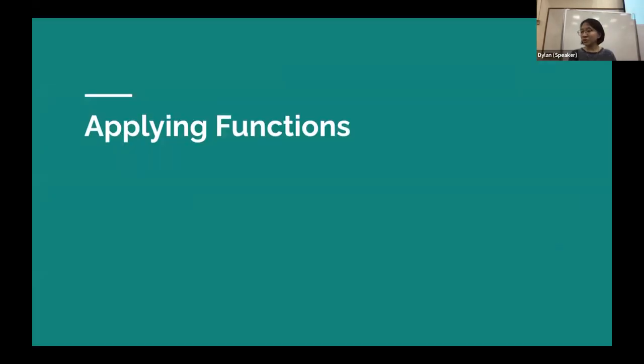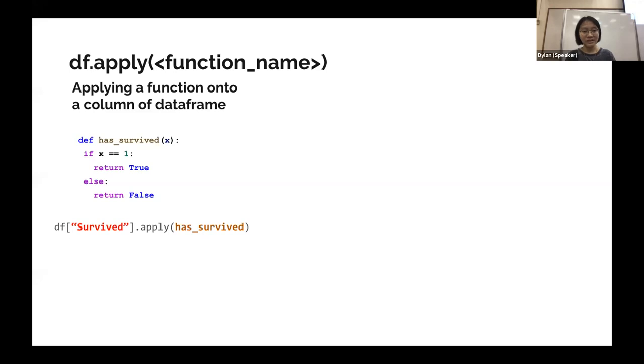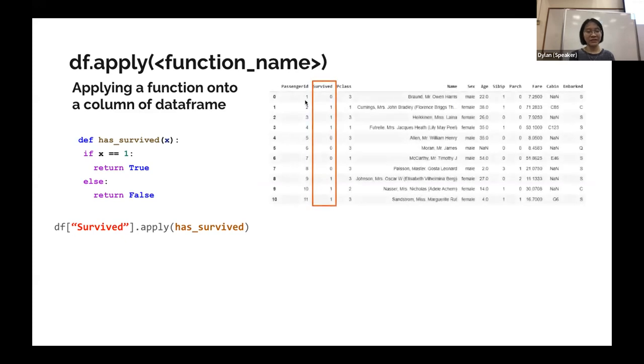Next, we'll be moving on to applying functions, which means that you can apply a function to a specific column when you want to transform the column in some way. One of the functions you use to do this is df.apply. Basically, before this you have the whole data frame, and let's say I want to change the survive column to actually have true or false values.